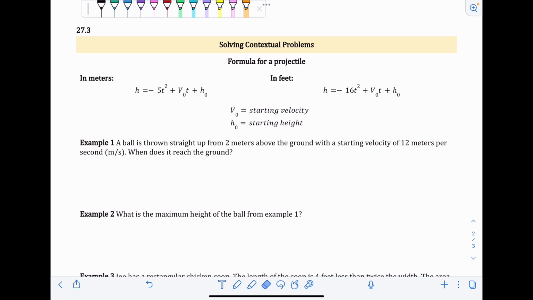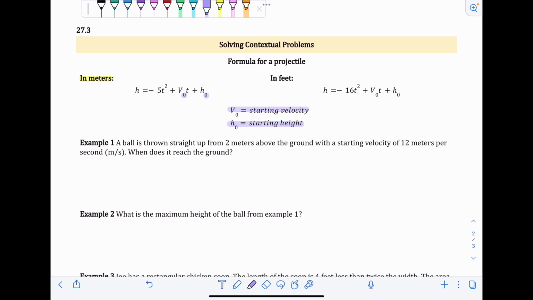So the formula for a projectile is actually two formulas, depending on what unit of measurement the problem has. On the left, you can see in meters, the formula is h equals negative 5t squared plus v sub 0 t plus h sub 0. Those little zeros are subscripts. When you see subscripts with a 0, that means a starting value or an initial value. So the v with the subscript of 0 is the starting velocity. H with the subscript of 0 is the starting height.